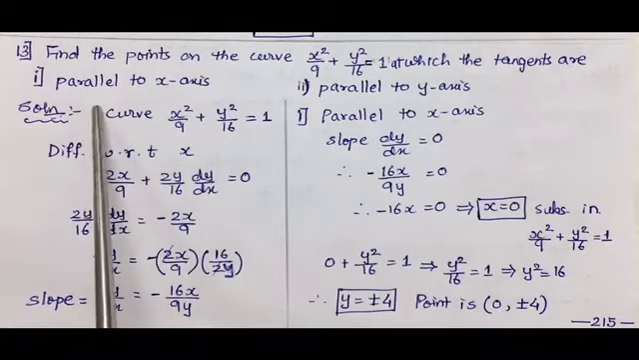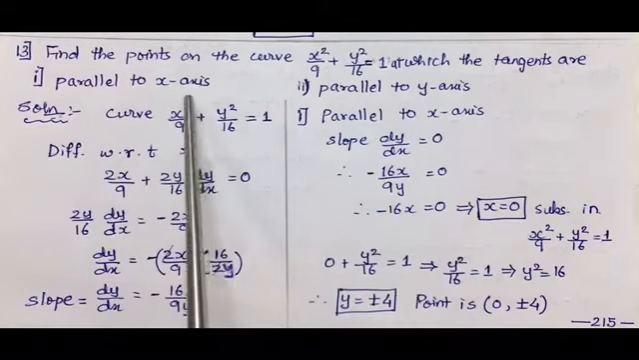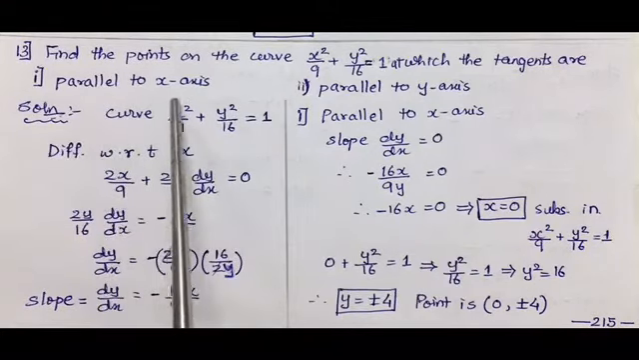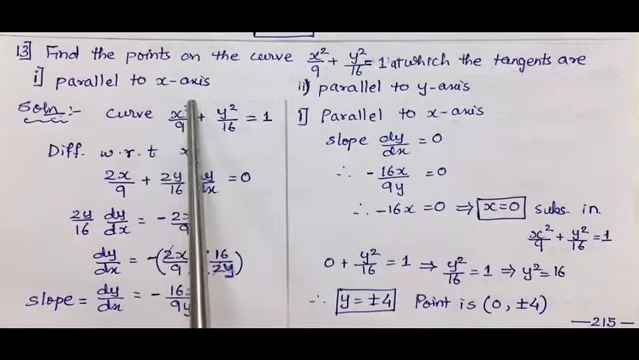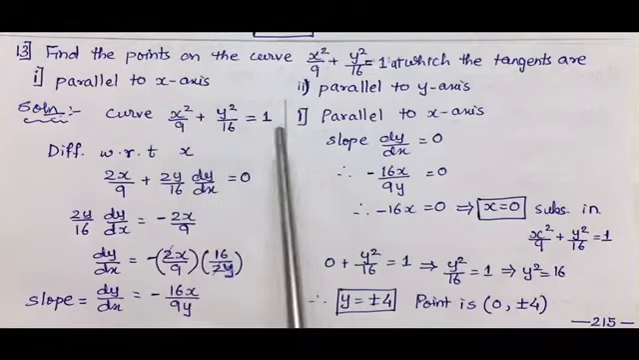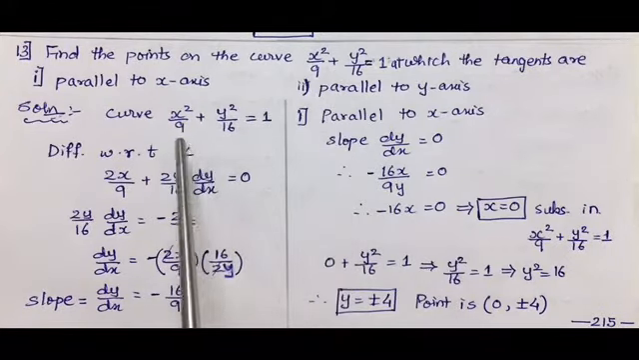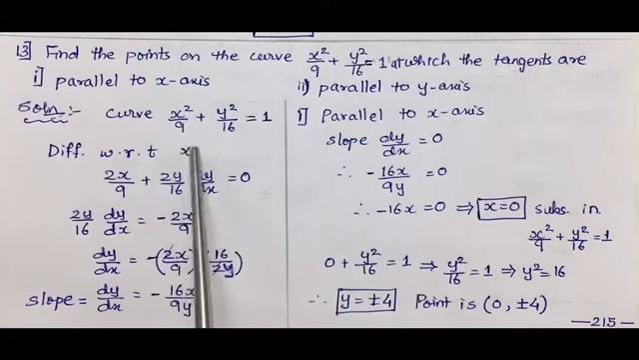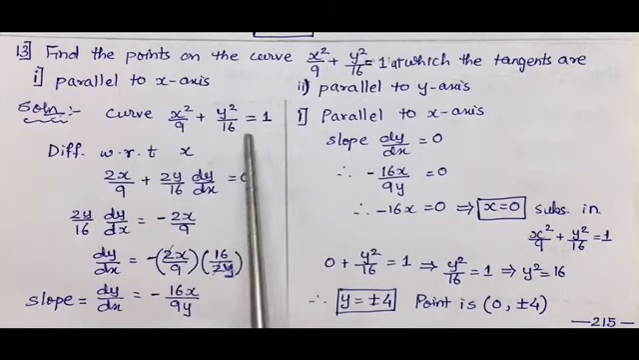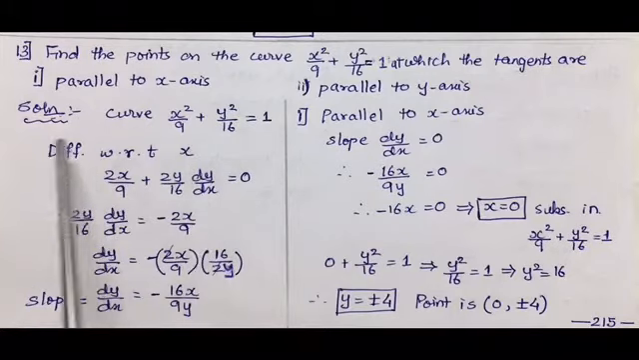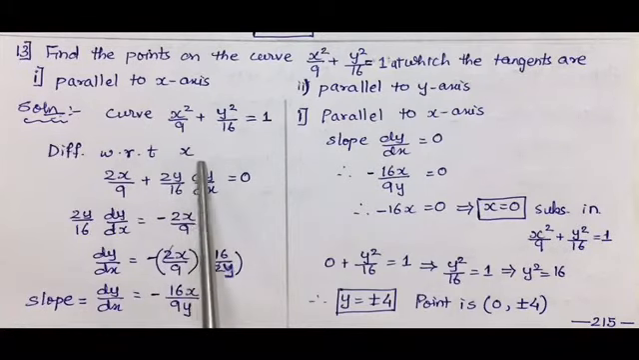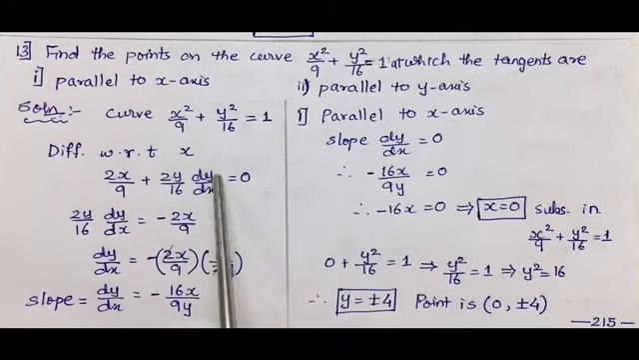Now first one we will take parallel to x-axis. When a line is parallel to x-axis, the slope of that line is always equal to 0. So here, taking the equation of the curve, that is x square upon 9 plus y square upon 16 equal to 1, we will differentiate this equation with respect to x. Reason, we will get the value of the slope dy by dx.